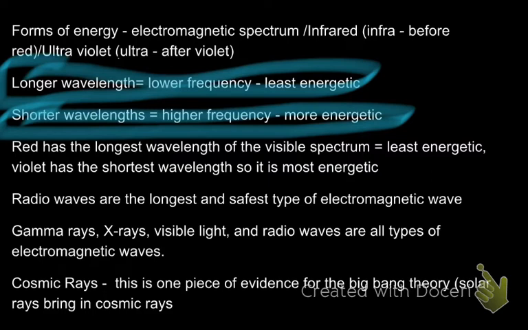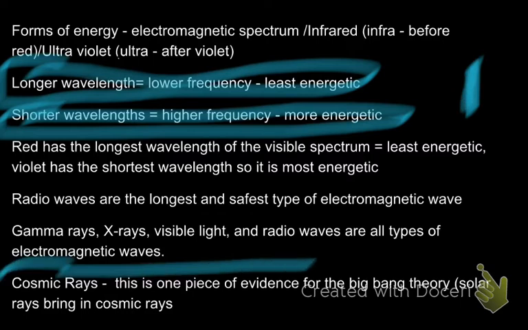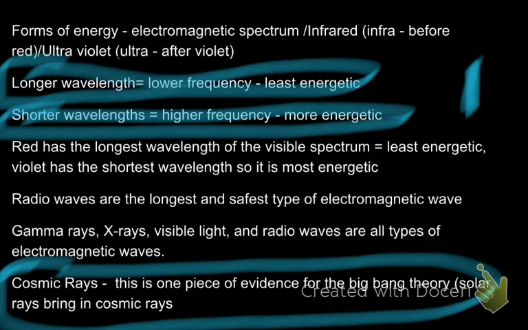And in the electromagnetic spectrum, all the way on the right, we saw gamma rays, but cosmic rays come after gamma rays. And so the solar rays are what's going to bring in cosmic rays. But again, our Earth protects us. We're going to talk about the magnetosphere in a second.